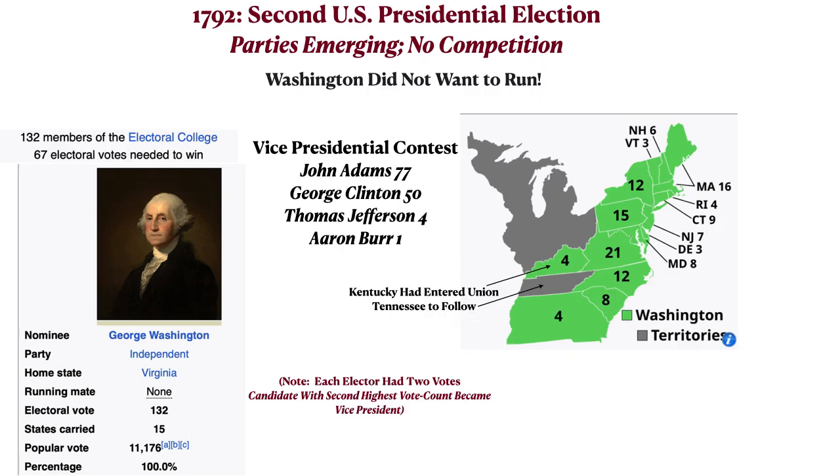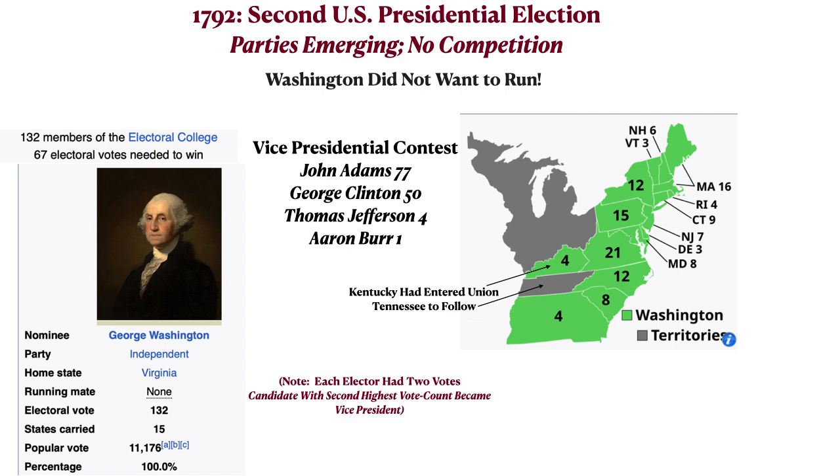But already by the second U.S. presidential election, 1792, starting to become a little more contentious. Washington is still almost universally desired to become president. He didn't want to run. He wanted to go back to Mount Vernon, but again, he did what most people thought he needed to do. He needed to have that calm, steady hand to keep the country together in its formative period.